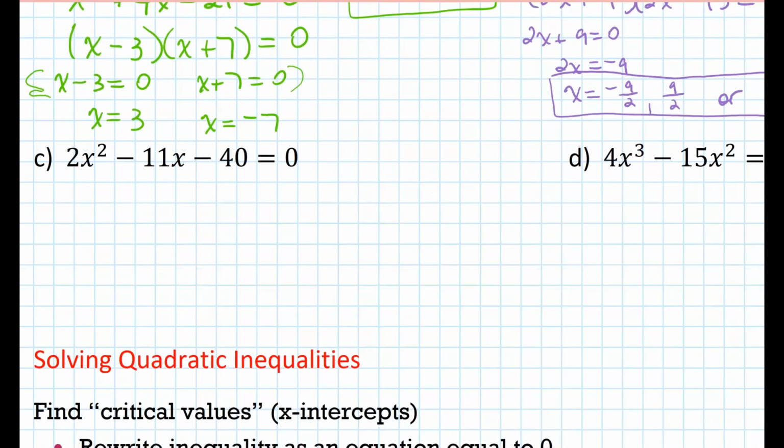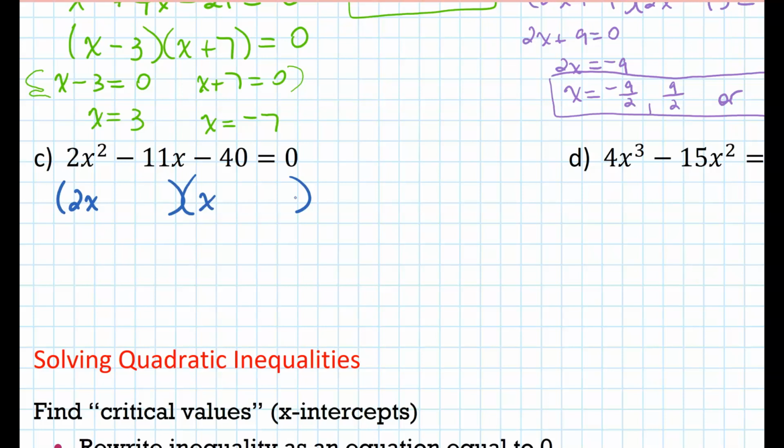Okay, so I've got 2x squared minus 11x minus 40 is equal to 0. I can't factor that 2 out, so I need to look at other methods for factoring. Now, you can always apply factor by grouping, but sometimes you can sort of reason your way through. So this is one of those. 2 is a prime number, and so since it's prime, I already know that I can factor this one. The first term would have to be 2x, and the second term would have to be x, okay?